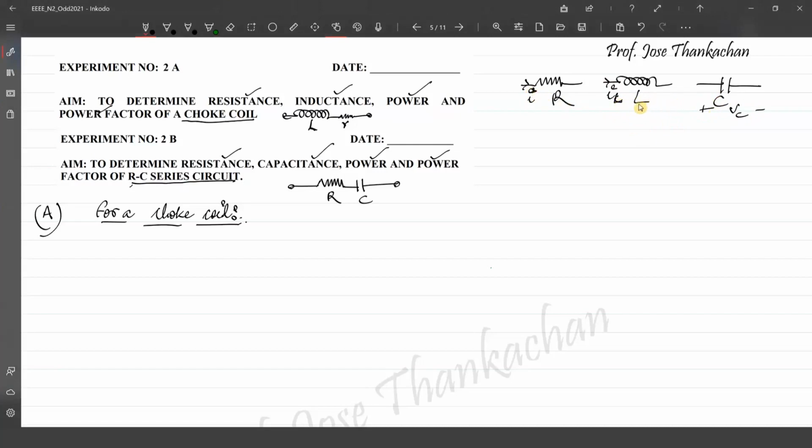Now that was in terms of DC excitation, which we did in the first experiment. You remember what the first experiment was? To determine the time constant of an RC series circuit.